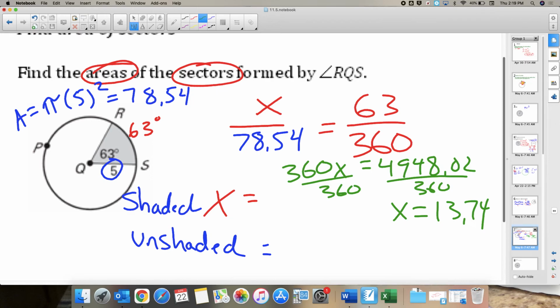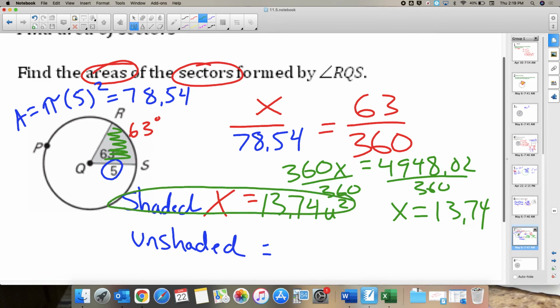Now, in my case, my x, it was this 63-degree sector. So that is our shaded portion, which is 13.74, in this case, units squared. Which means my unshaded one, I take my whole area, which was 78.54, and we'll subtract off that shaded piece, that 13.74.